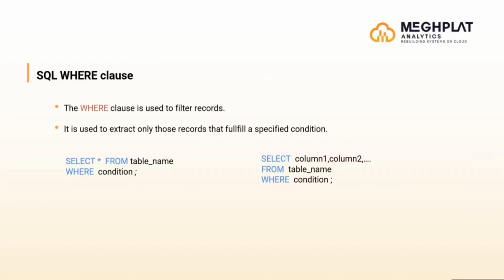We have the WHERE clause in SQL. The WHERE clause is used to filter the records. It is used to extract only those records that fulfill a specified condition. So we can use the WHERE clause for the whole table by giving SELECT * FROM table name along with the WHERE condition, or else we can fetch only certain columns by giving the command as SELECT then the column names, from which table we need to fetch, along with the WHERE condition.